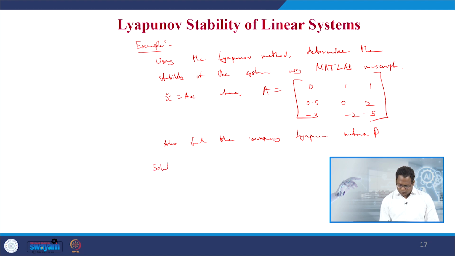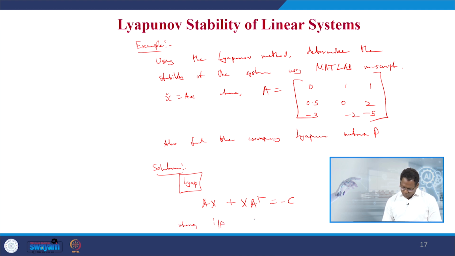So, the solution to this problem is a MATLAB script. We know that lyap is a function to solve the Lyapunov matrix equation to get P. The lyap command in MATLAB solves the equation A X plus X A transpose equal to minus C, where the input is A transpose instead of A for this inbuilt lyap MATLAB command.